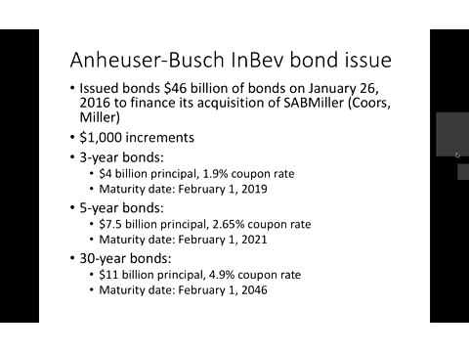And they had a variety of bond maturity dates. The soonest they matured, they had 3-year bonds, and they ranged out to 30. So we just have 3 of the maturities here. I think there were 8 or 9 maturities in total. So we're going to be using those as we talk about the issuance of these bonds from Anheuser-Busch's standpoint.